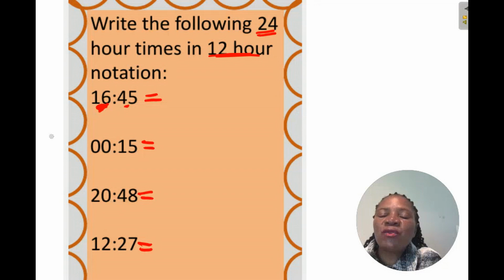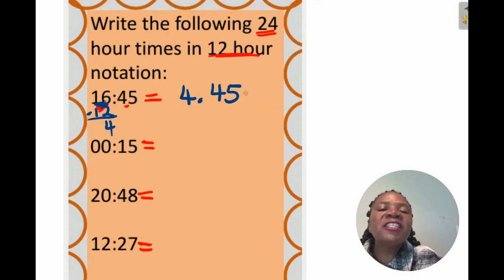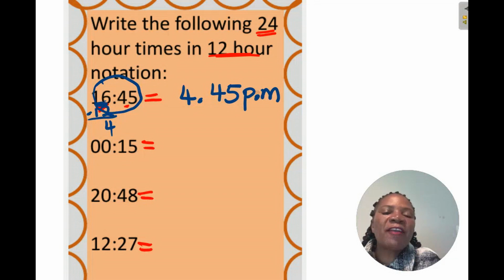There are 12 hours which have been added there to the 12 hours of morning. So we subtract the 12 hours and we get 4, which means this time is 4:45. Since they are already 12 hours, this is in the afternoon. So we put p.m., because there are 12 hours of morning which have been included in this time, 4:45 p.m.